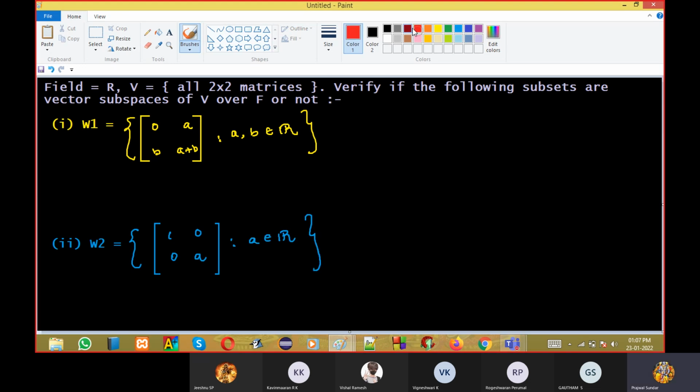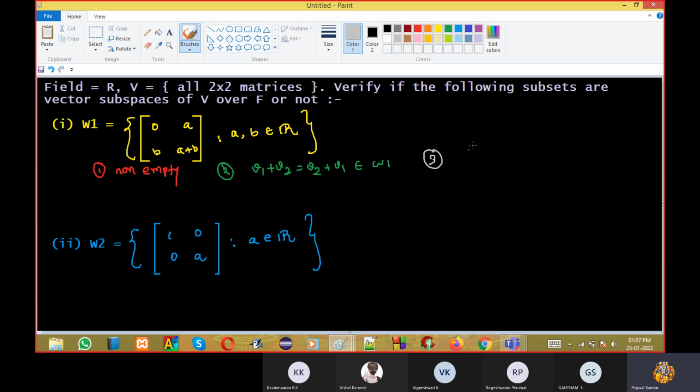Tell me, I want the answers to these 2 questions fast. First one is a vector subspace, second one is not. First condition: it is non-empty, obviously, because we have so many A and B, which you can easily verify. Second: V1 plus V2 is equal to V2 plus V1 for W1 is true. And third, if you take alpha V1, this belongs to W1. So all 3 conditions are satisfied, so I can say W1 is a vector subspace. Three conditions, that's it.